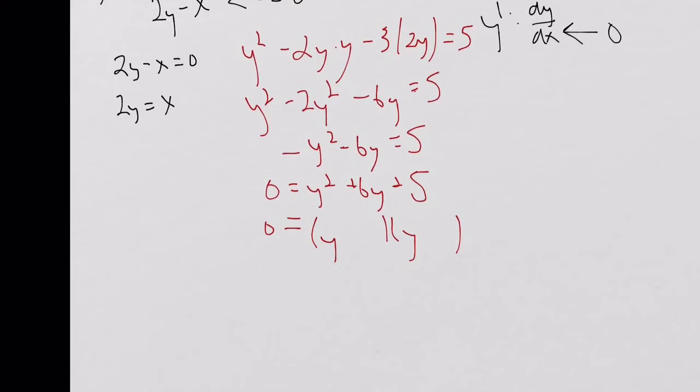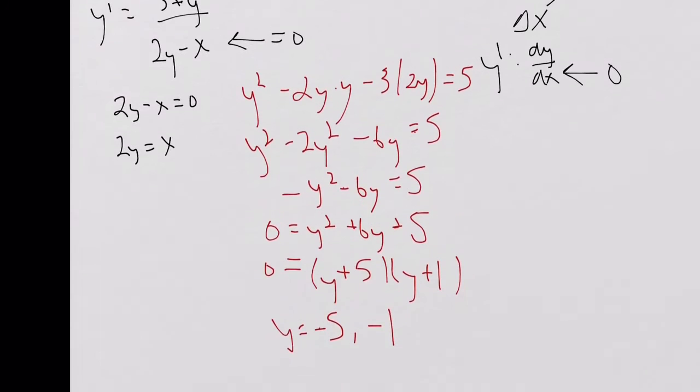From there I factor: y and y. I need things that multiply to 5 and add to 6. Everything's positive all the way through, so it's plus 5 and plus 1. From there, I know that y is negative 5, or y could be negative 1.